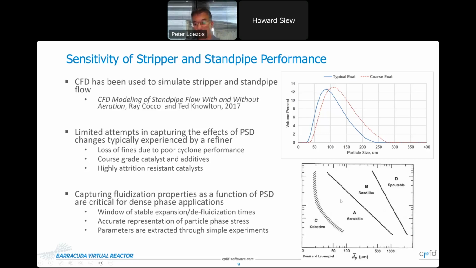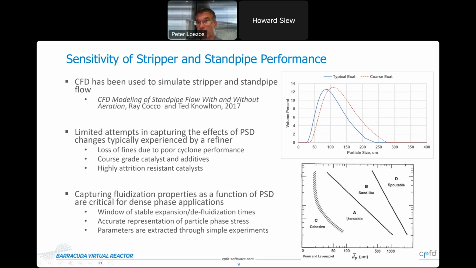So if I draw your attention, before leaving this slide, to the plot at the bottom right, I think most of you are going to be familiar with this. This is called the Geldart diagram, and it classifies particles based on their fluidization properties. The FCC catalyst is a Geldart group A type of particle, which means it's very easy to fluidize. It has a nice window of expansion before it begins to bubble.